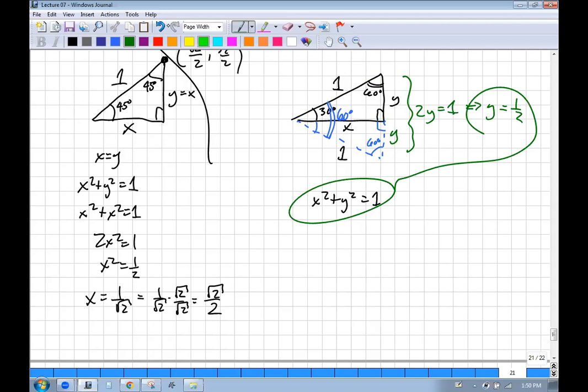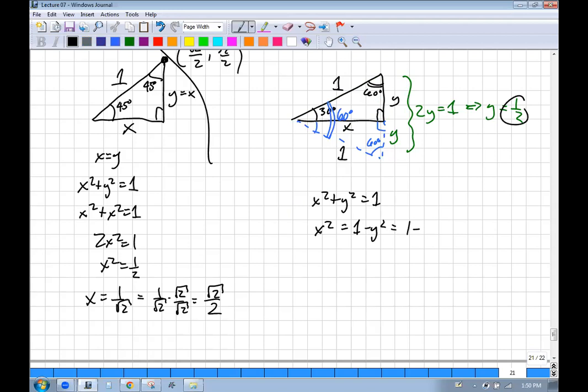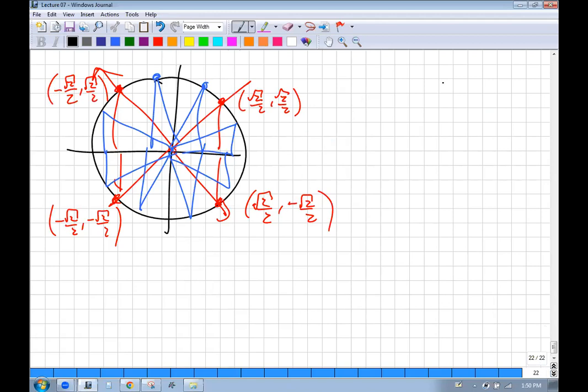I got x squared is 1 minus y squared, but y is 1/2. If I square that, I get 1/4. And 1 minus 1/4 is 3/4. Square root both sides, that means x is root 3 over 2. Y is 1/2, x is root 3 over 2. So here are our two triangles that tell us everything we need to know.